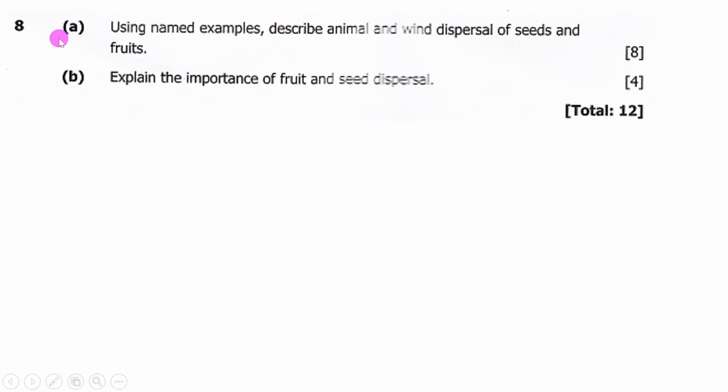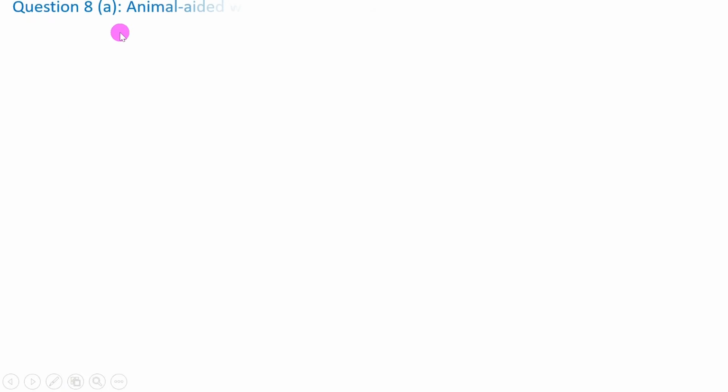So we move. 8 says, part 8A says, using a named example, describe animal and wind dispersal of seeds and fruits. Then B, explain the importance of fruits and seed dispersal. So we'll start with the first one here because this is 8 marks, so it will be a long passage. So here we are saying question 8A.